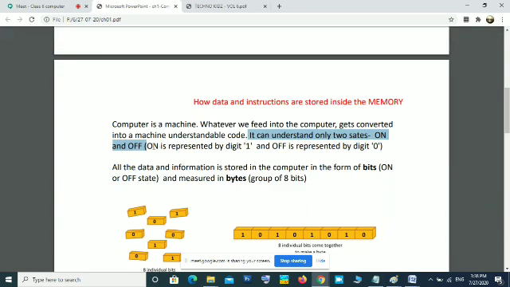One state, on, is represented by 1. It is difficult to keep saying on or off, so for easy understanding, on is represented by the digit 1 and off is represented by 0.